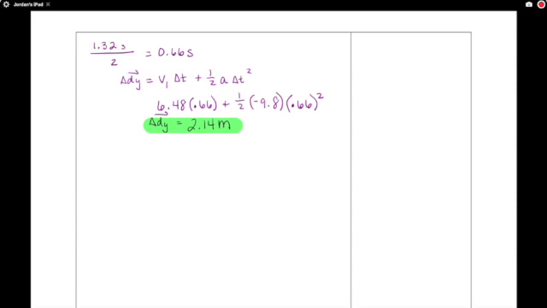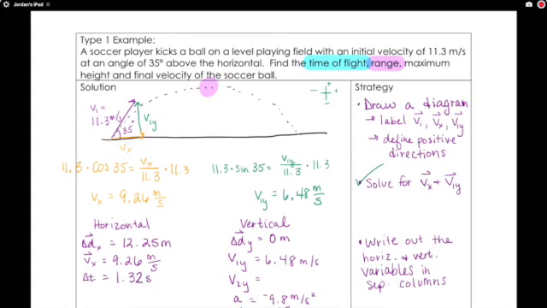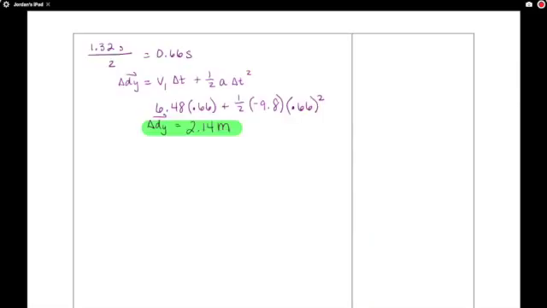Okay, so this is the maximum height. And like I said, you could have just set V2 to be equal to 0, and you could have used one of the different kinematic equations. So our maximum height is green. The final thing we need to find is the final velocity, so once the object actually hits the ground.